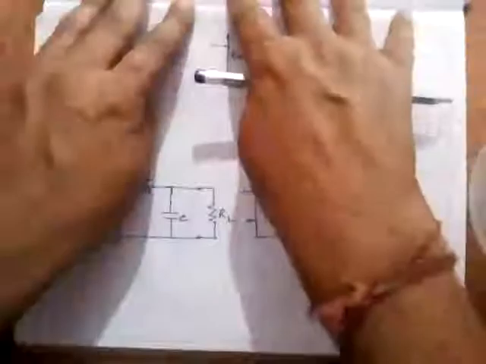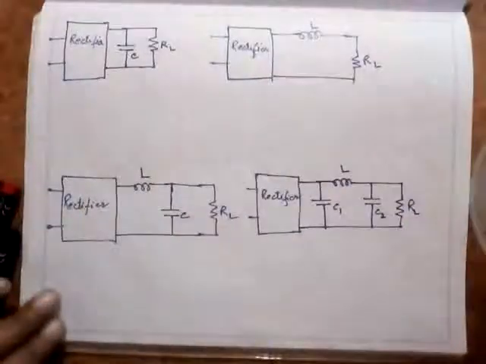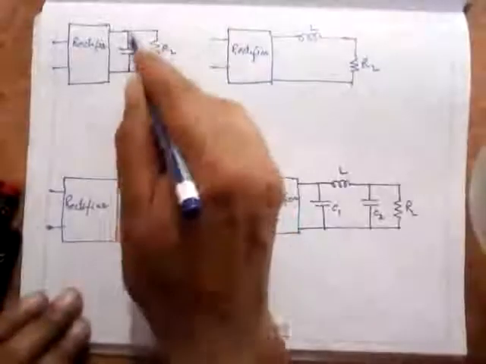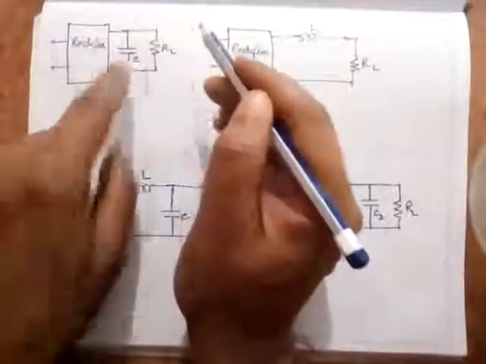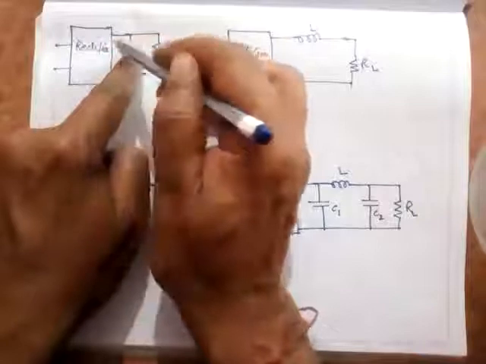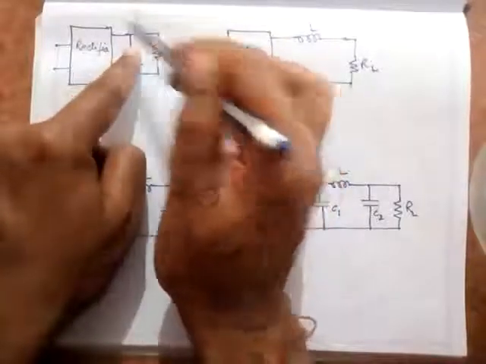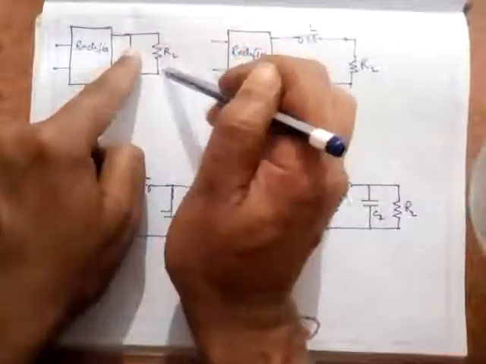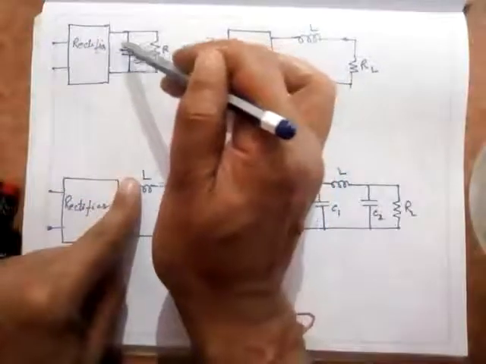Let's start from here. These are the four types of filters that we have to study. This is called the shunt capacitor filter. If the capacitor is not here, it is simply a rectifier. It can be a half wave or a full wave rectifier, and there is a load here. Between the output of the rectifier and the load, I have applied a capacitor which acts as a filter.